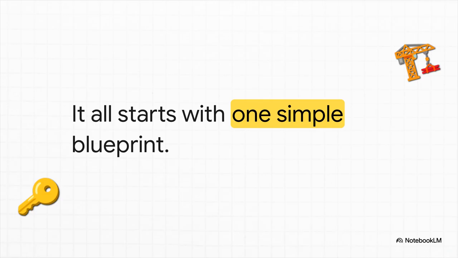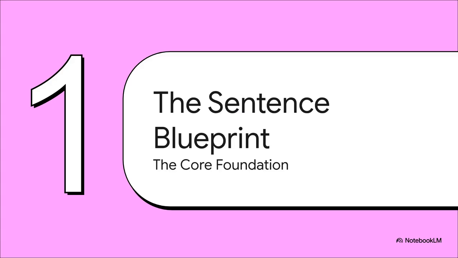So, let's just forget the whole puzzle idea for a minute. Instead, we're going to focus on one single core blueprint. This thing is the foundation for pretty much every sentence you will ever say or write in English. And seriously, once you see it, you'll start seeing it everywhere. All right, Section 1, the sentence blueprint. Let's dig into that core foundation.